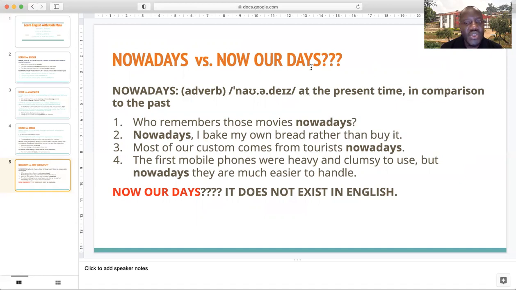Instead, it is one word and it is written as nowadays. It is an adverb of time. It is pronounced nowadays. What does it mean? It means at the present time, at the present moment, in comparison to the past.